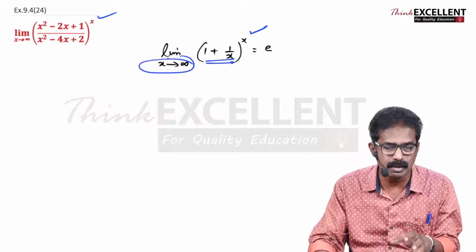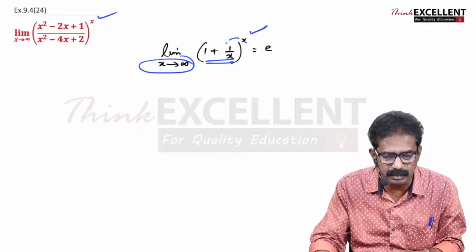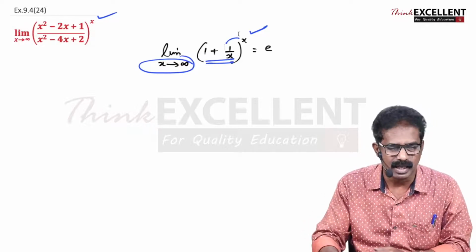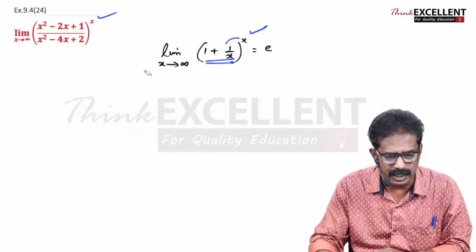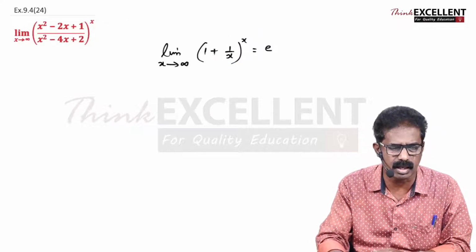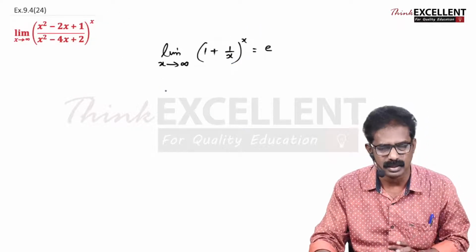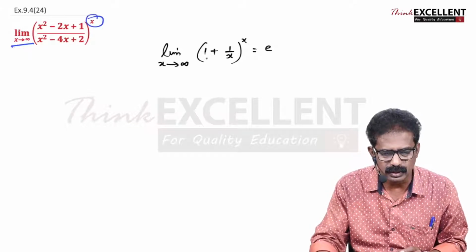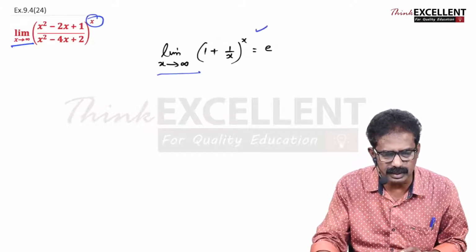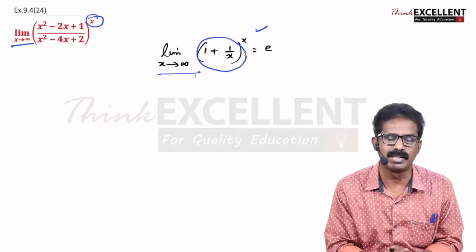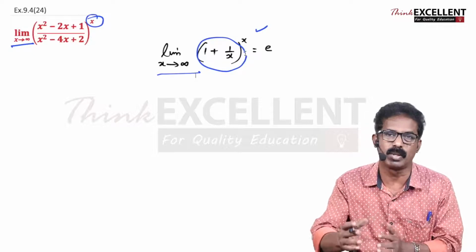You are remembering that? Limit x tends to 0, these two change position. That x comes in, 1 by x goes up, right? Again your answer is e. So be thorough with the results and all the concepts. If you are thorough, then you can do it. By seeing this question, x tends to infinity, the power is x. But you have to bring all these things, we need a 1 plus 1 by something.